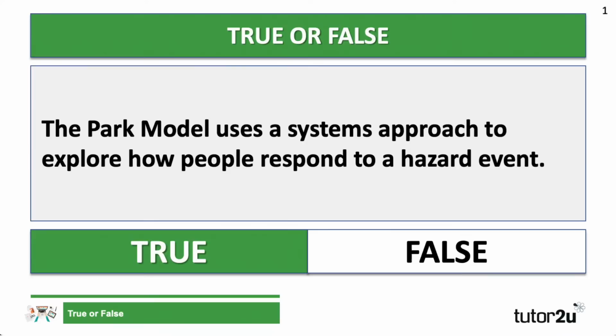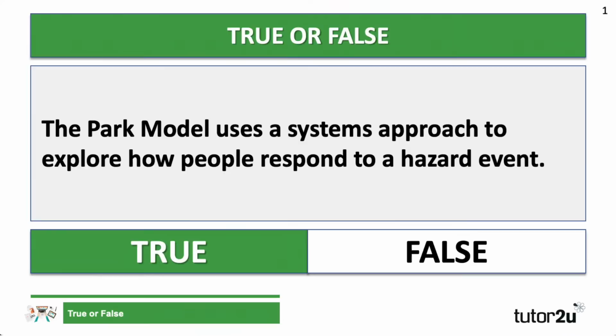The park model uses a systems approach to explore how people respond to a hazard event. Read that again. The park model uses a systems approach to explore how people respond to a hazard event. Now quite a few people are saying false. There's just the odd one saying true. Let's have a look at the answer.